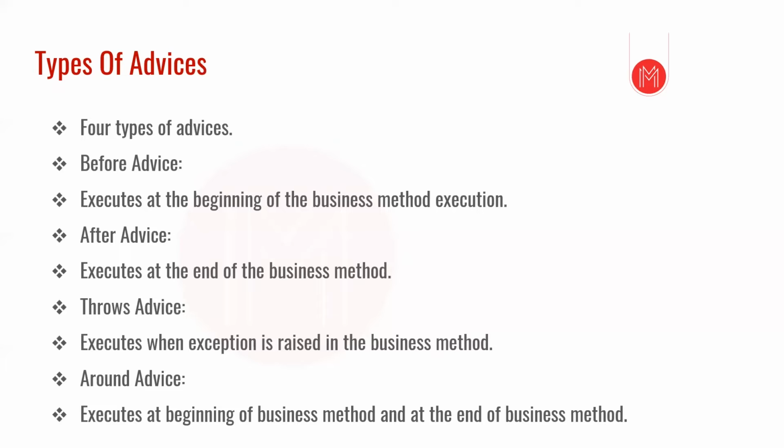But if the method executes unsuccessfully, @AfterThrowing represents the after throwing advice, and it will execute after the execution of the business method, but only if the method fails to execute successfully. And if you want to apply around advice, then you just need to work with the @Around annotation. So this @Around represents the around advice.